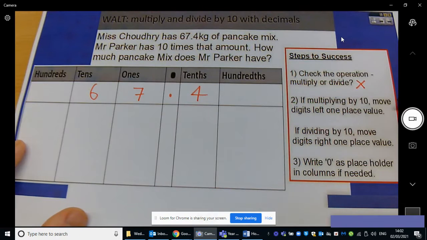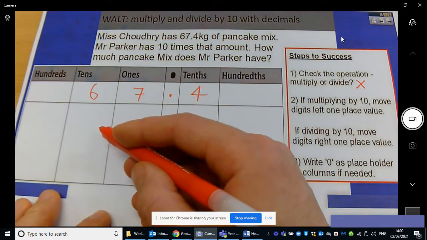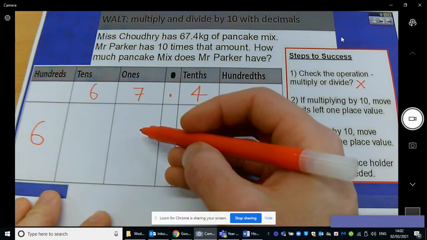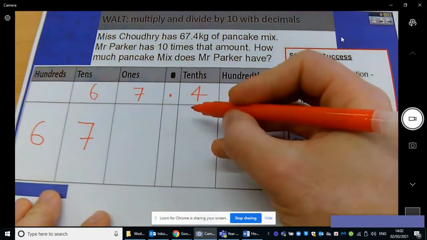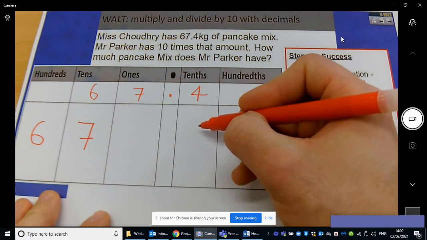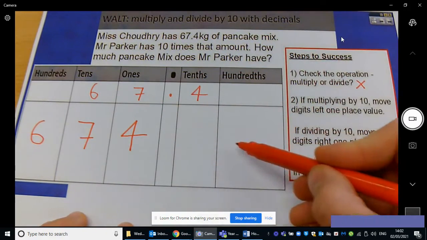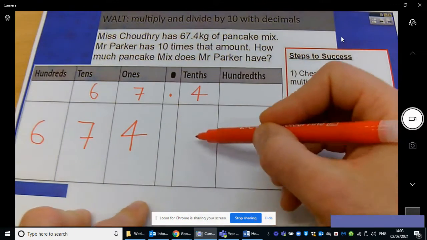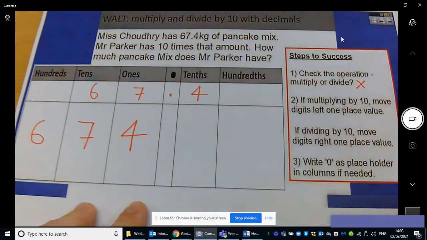If we're multiplying by 10, which we are, we move the digits to the left one place. So the 6 tens become 6 hundreds. The 7 ones become 7 tens. And the 4 tenths become 4 ones. And as we no longer have any numbers after the decimal point, we don't need to write 674.0. It wouldn't be wrong, but it's not needed. We can just write 674 because it's now become a whole number.